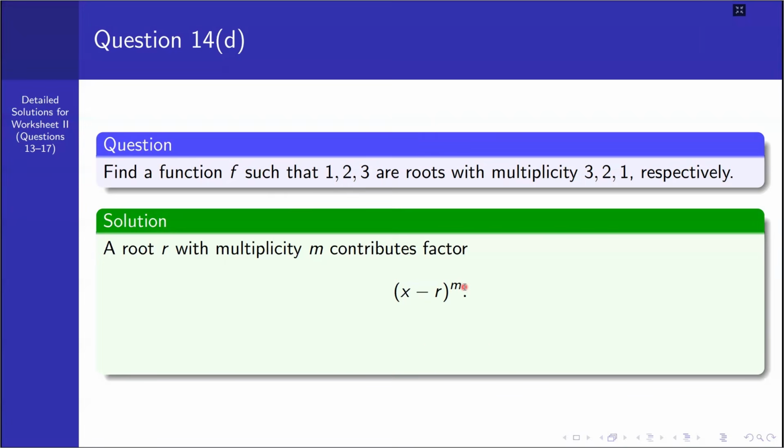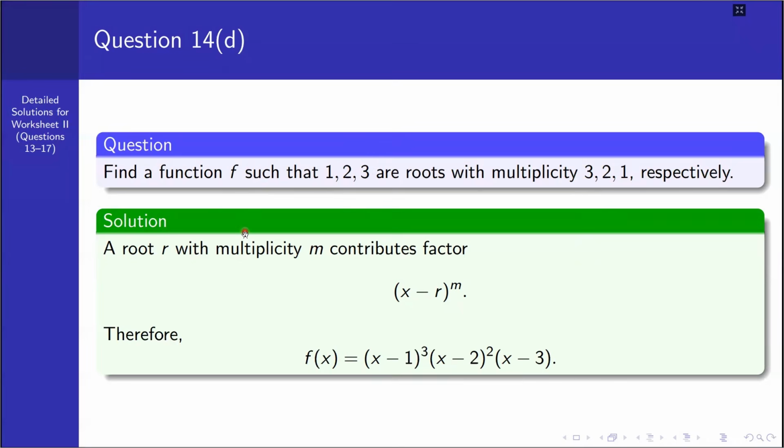And therefore, the given polynomial function could be f of x, where (x − 1)^3 is a factor, because we are informed that 1 is a root of the given polynomial function with multiplicity 3. 2 is a root of this polynomial function with multiplicity 2, so (x − 2)^2 must be the other factor. And lastly, we have (x − 3) because 3 is a root of this polynomial function with multiplicity 1.